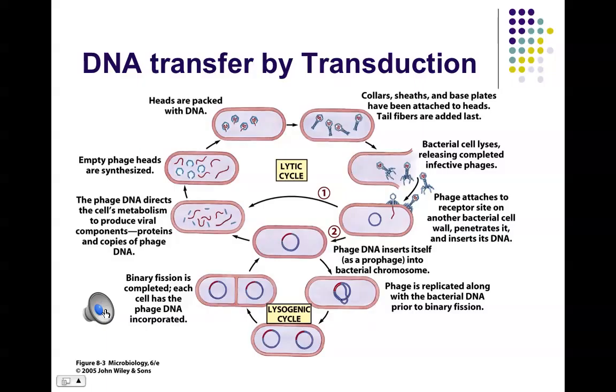This is the image of transduction from our microbiology book. Notice that the example of the lysogenic cycle isn't quite as complete as the previous image, but I thought I would include it so you can compare the two images. They're both giving you the same information, that the lysogenic cycle that occurs when we're using a temperate bacteriophage results in the incorporation or the formation of a prophage in the lysogenic cycle.